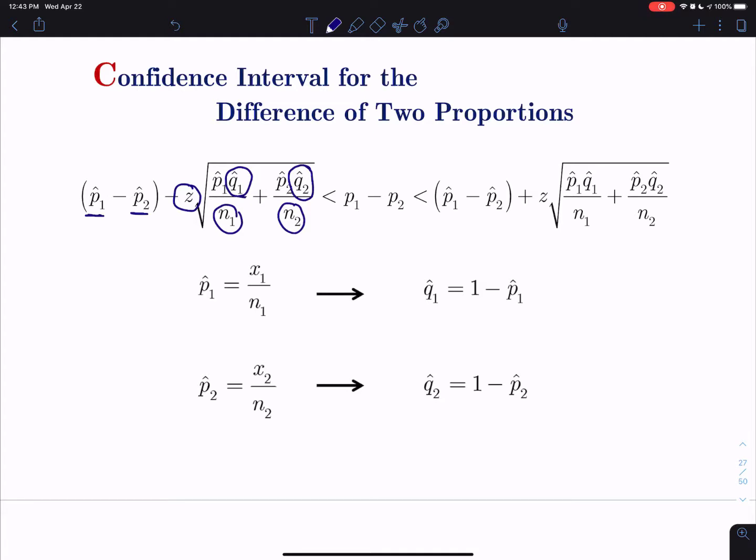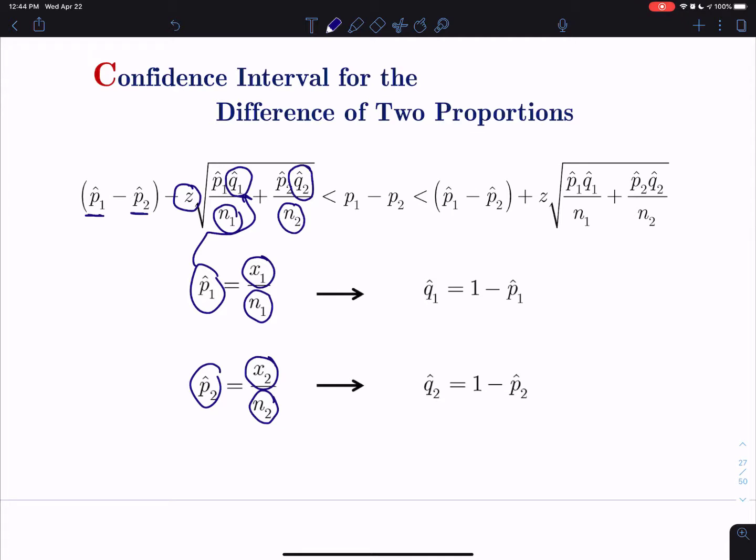Now, usually they're going to give you X1 and N1 from the first population, and X2 and N2 from the second population. Well, if they give you P1 hat and P2 hat from the first and the second population, then thank you very much. You don't have to divide anything to get it, so that's just a gift in your hand. Then you can immediately calculate Q1, and you'll probably be given the N's, and you can just plug everything in.